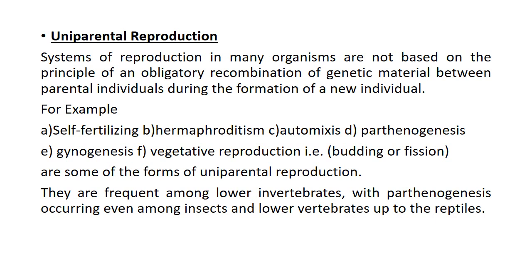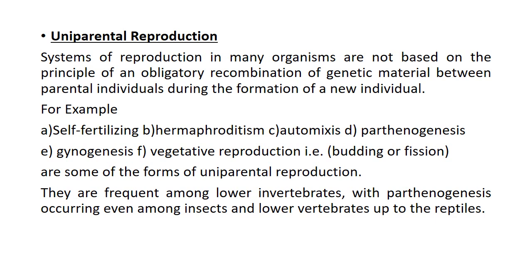Uniparental reproduction. In certain organisms there is no sexual reproduction, and the systems of reproduction in those organisms are not based on the principle of recombination of genetic material between the parental organisms during the formation of a new individual. Examples are self-fertilizing hermaphroditism, automixis, parthenogenesis, gynogenesis, and vegetative reproduction, that is budding and fission. These are mostly frequent in lower invertebrates and even in certain lower vertebrates up to reptiles.